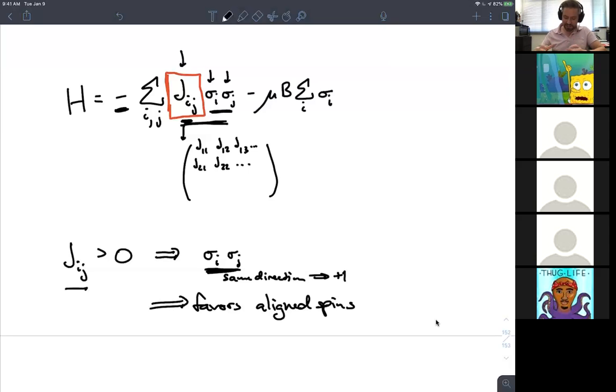Okay, so if Jij is positive, that favors aligned spins, and this corresponds to a type of material that is called ferromagnetic. So ferromagnetic materials are ones where the spins typically like to be aligned, and therefore that corresponds to values of this interaction parameter that are positive.